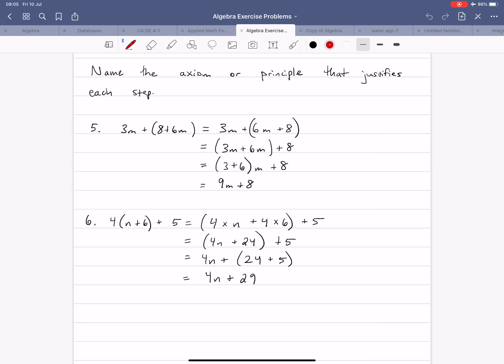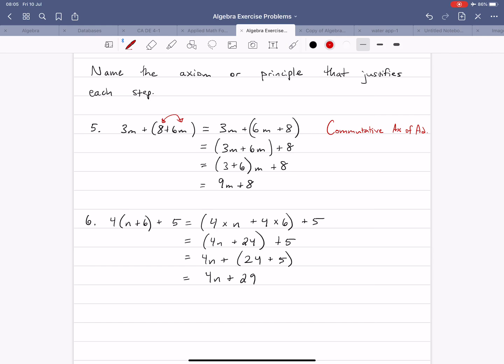And I'm going to solve this problem 5 here, where we have 3m plus quantity 8 plus 6m equals 3m plus quantity 6m plus 8. So to go from the left side to the right side, what we did was swap this 8 and 6m. And when we swap things, the order of things like that, we're applying the commutative axiom of addition. Okay?